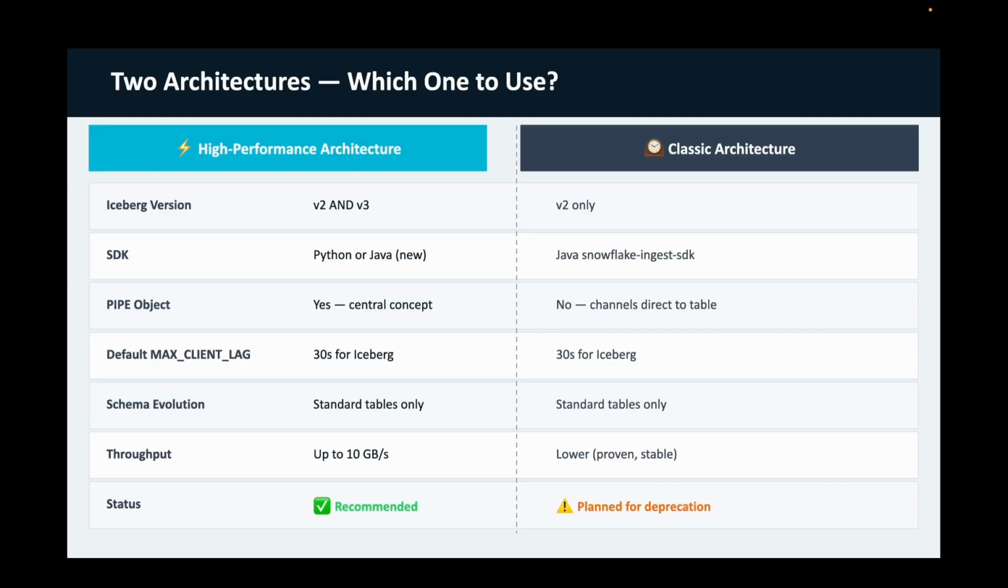The classic architecture supports only V2, and it only has the Java Snowflake ingestion SDK. There are no channel concepts. And that was using 30 seconds for Iceberg max client lag. Schema evolution, standard tables only. And throughput is typically lower compared to the high performance architecture. And Snowflake plans to deprecate the classic architecture given the benefits of the high performance architecture for the customers.